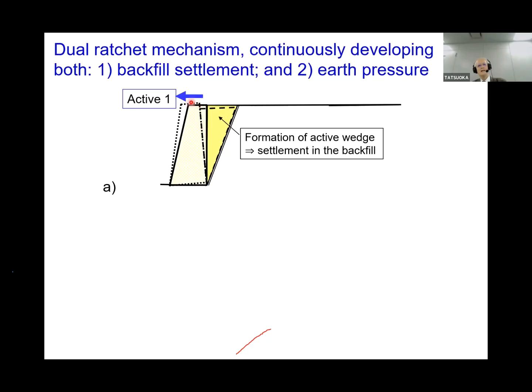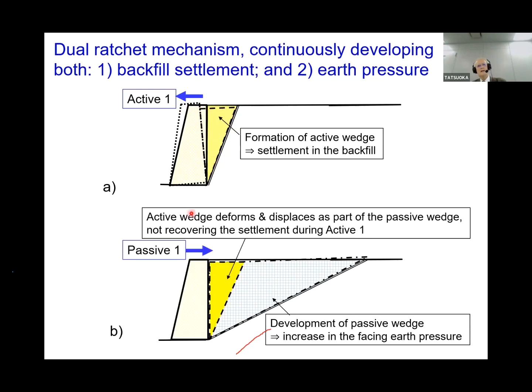Suppose we have this active displacement, then we see the formation of an active wedge and settlement. Then we apply the passive movement here. The active wedge deforms and is displaced as a part of the passive wedge, not recovering the settlement that took place during the active one. And we have a development of the passive wedge, so increasing the facing pressure.